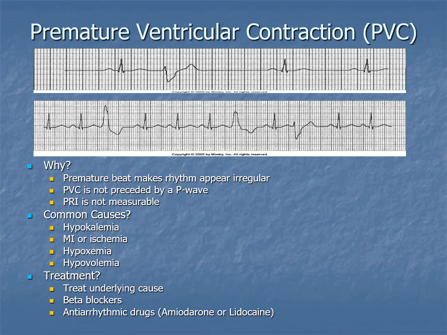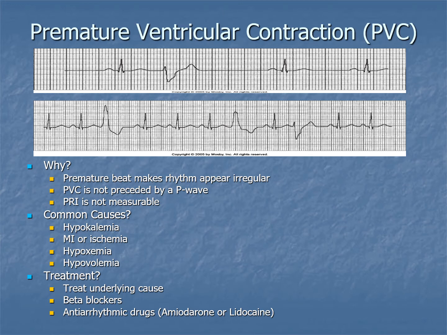When they're multifocal and occurring commonly, it's kind of the opposite end of the spectrum. It can be very disconcerting. So again, you're looking at what makes it a PVC. Premature beat makes the rhythm appear irregular. PVC is not preceded by a P wave, and the PRI is not measurable because, again, you don't have a P wave. Common causes are hypokalemia.